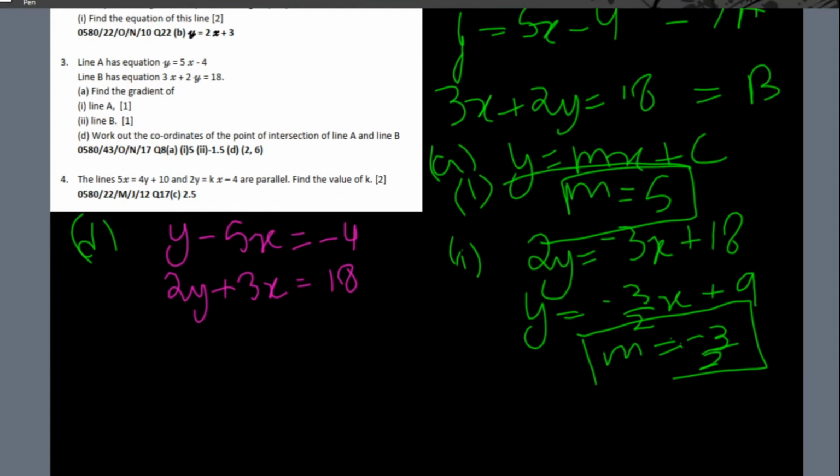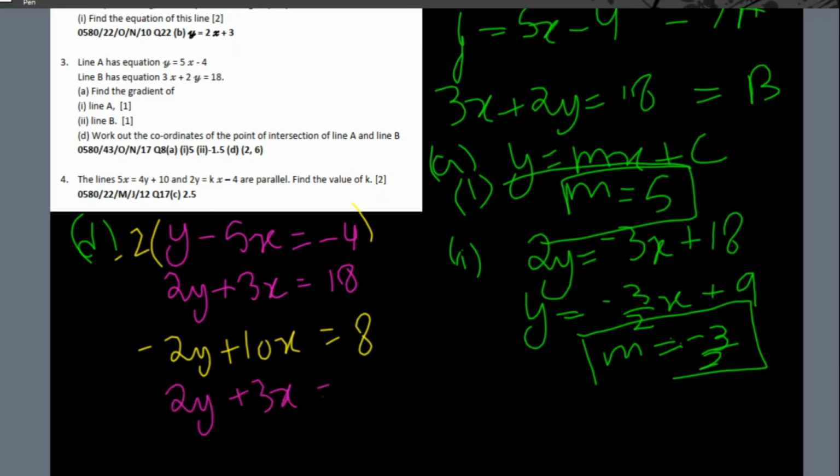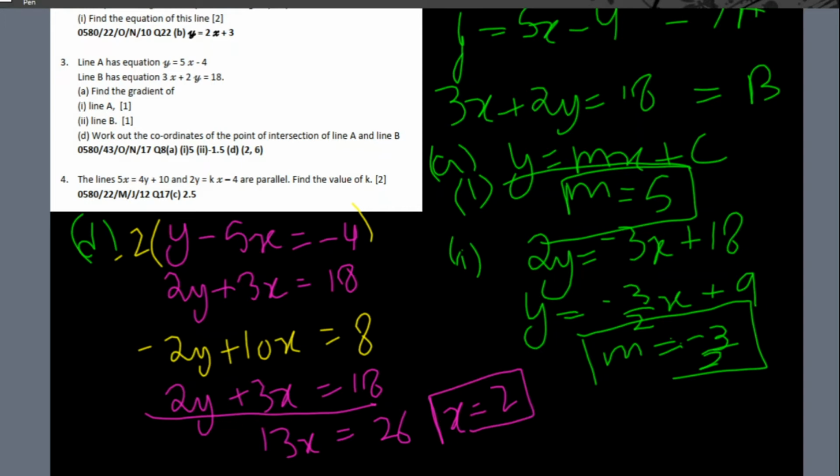So I can easily eliminate y by multiplying the whole equation by minus 2. So minus 2y plus 10x equals 8, and the second equation remains the same, 2y plus 3x equals 18. This becomes 0y plus 13x equals 26, and x equals 2. So when x is 2, let's find the value of y by putting it back anywhere. So I will put this back here. So 2y plus 3 times 2 equals 18.